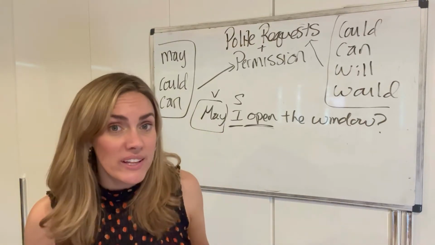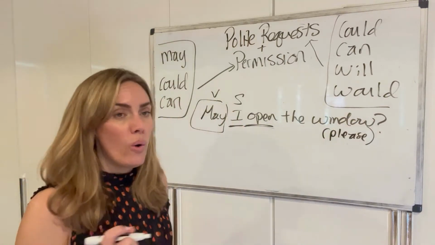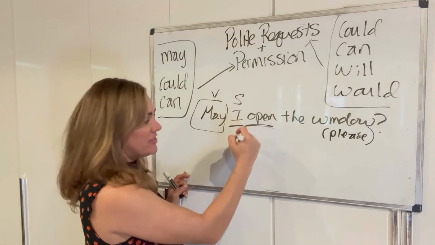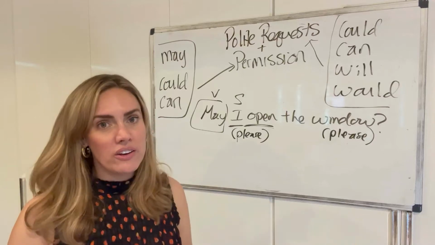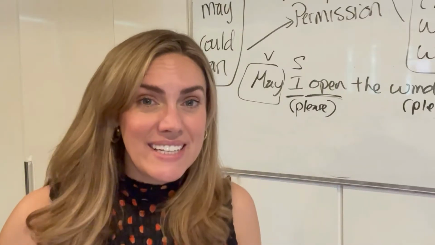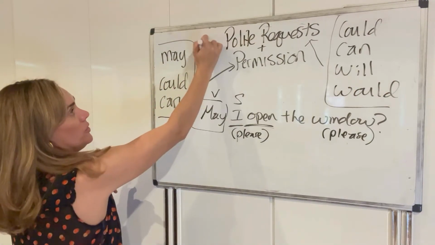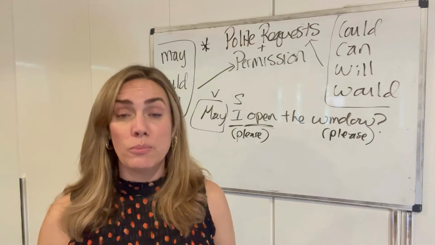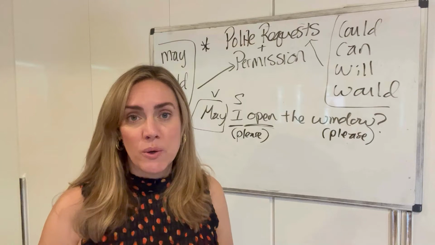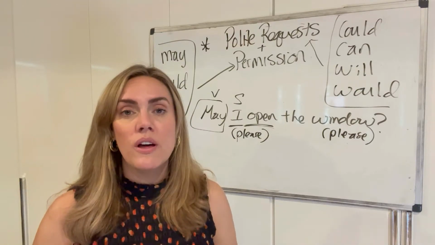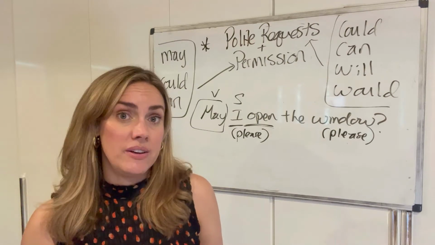And you can be more polite by adding the word please to the end or right here after the subject. May I please open the window? Or may I open the window, please? Now, may is the most formal. It's the most formal way to ask for permission. A lot of people like to use it because it's the most formal, but clearly it is not the only way to ask for permission, okay?